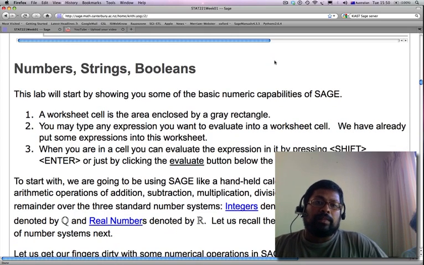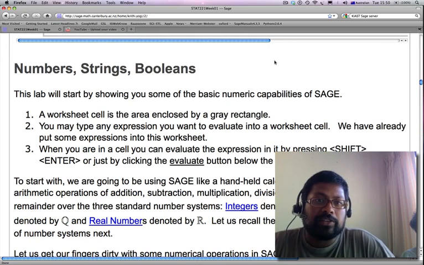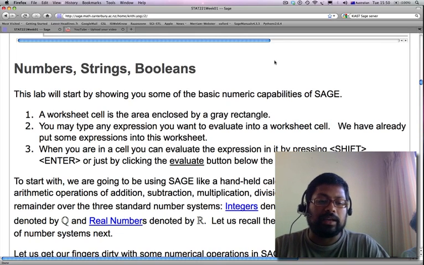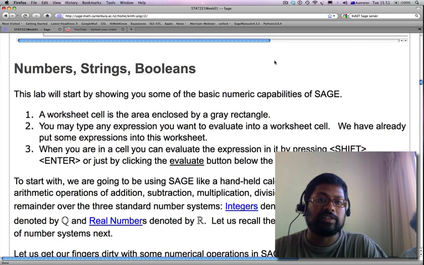Alright, that concludes our introduction to Sage and this course on Monte Carlo methods using Sage. The next set of material will focus on numbers, strings, and booleans.